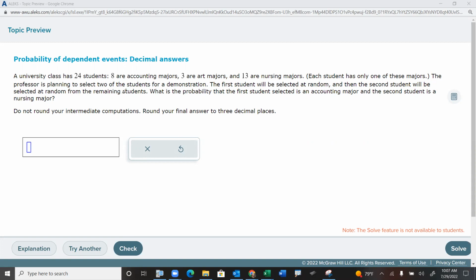So the professor is planning to select two of the students for demonstration. The first student will be selected at random, and then the second student will be selected at random from the remaining students. The first student is not put back into the pool. That makes sense, because you wouldn't want to pick the first student twice. So what is the probability that the first student is accounting and the second student is nursing?